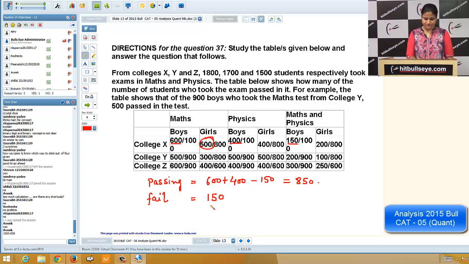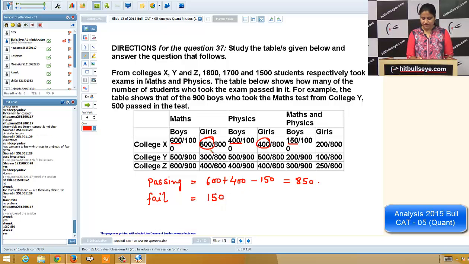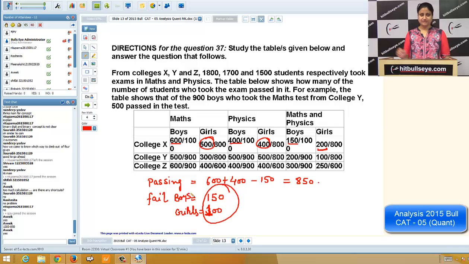Similarly, if we talk about girls, if you know this idea, you can solve it simply. 500 plus 400 is 900. 900 minus 200 is 700. It means the remaining 300. Sorry, these are 100, because the total was 800 here. So these many candidates failed in college X. So the total will be 250 divided by the total number of students, which is 1800. That was A. In a similar manner, you will calculate B and C. Then you can compare them.